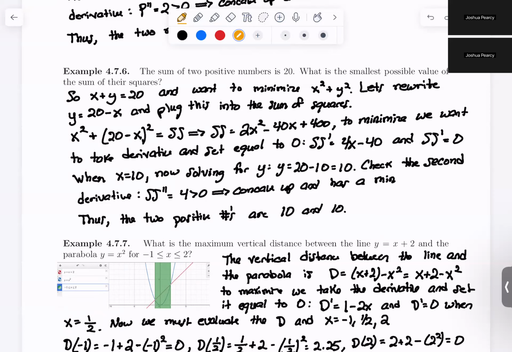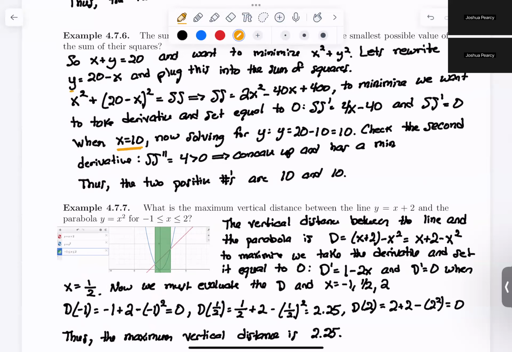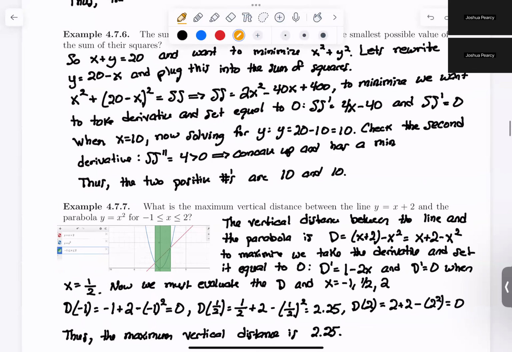When I take the derivative of this right here, the derivative of 2x squared is 4x. The derivative of negative 40x is negative 40. And the derivative of 400 is 0. So now I set this equal to 0 and I solve. And if I do that, this would be when 4x equals 40 or when x equals 10. So I know that x equals 10 now. So now I can solve for y, right? Because up here I have y in terms of x. So I can solve for y and I get that y is 20 minus 10 or it's 10. So x and y are both 10.